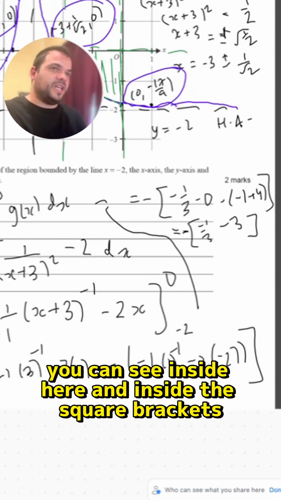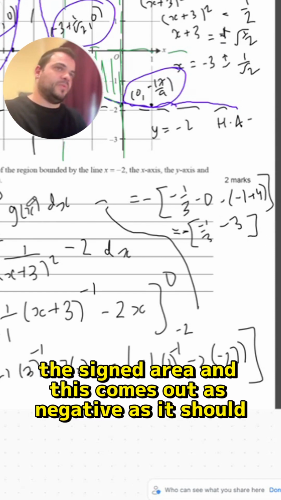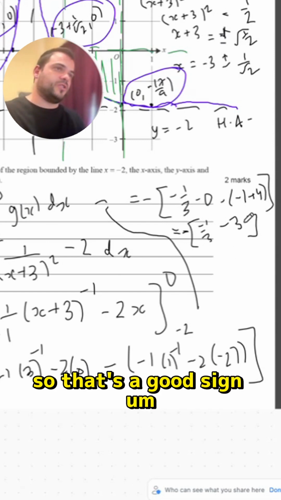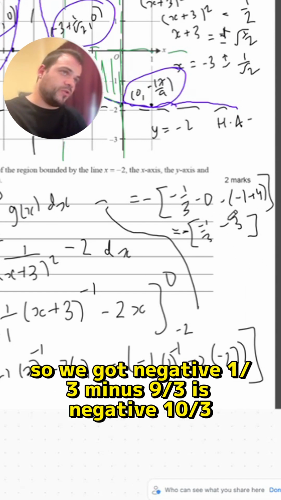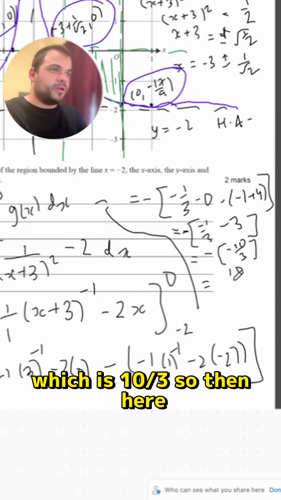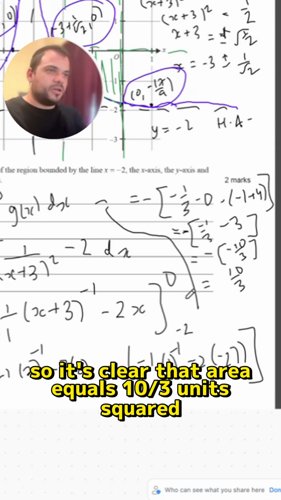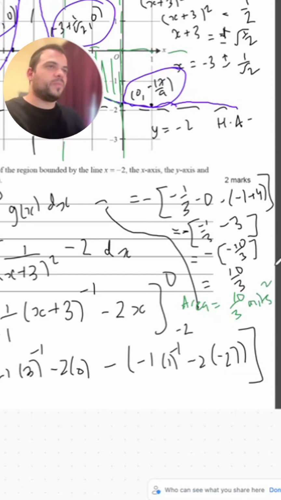You can see inside the square brackets, I've actually calculated the signed area, and this comes out as negative as it should, so that's a good sign. So we've got -1/3 minus 9/3 is -10/3. So this is minus -10/3, which is 10/3. So then here I'm going to write just in green, so it's clear that area equals 10/3 units squared.